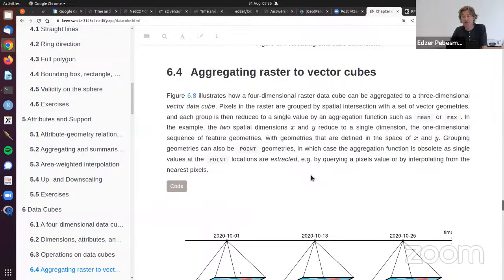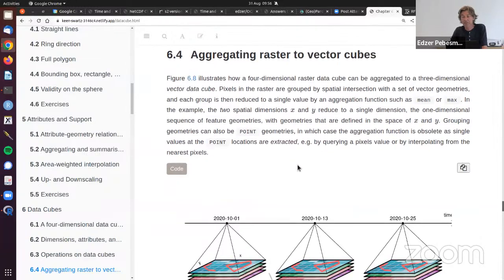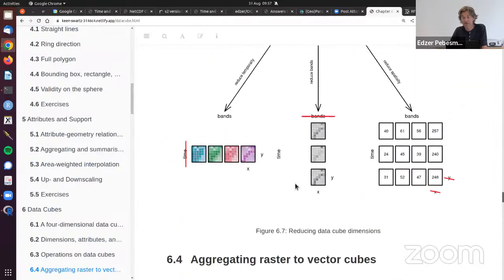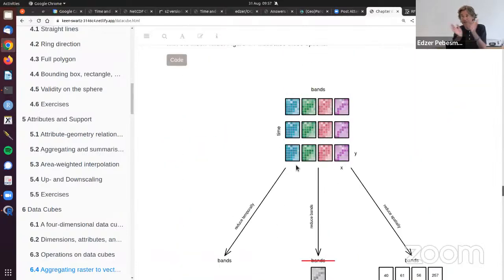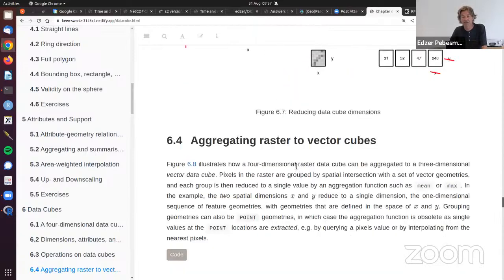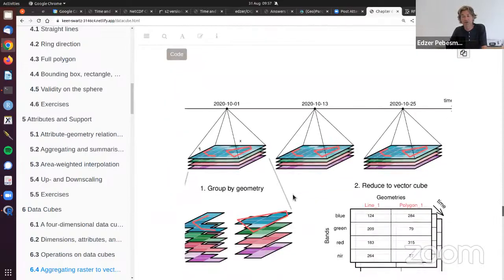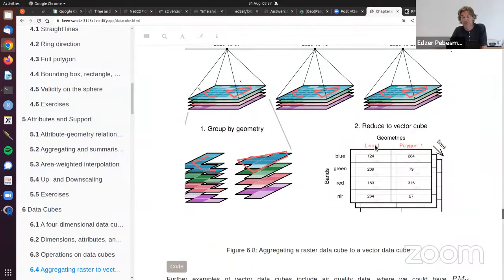Another thing that happens a lot is that we want to aggregate or sample raster data cubes, what I call raster data cubes. So these things where my spatial dimensions are raster dimensions, and sample them or aggregate them to vector data cubes. And here is an example where I have, for instance, a region, and I want to get the minimum of all the pixels in this region, or the minimum of all the pixels touched by this line string here. And for these two geometries, I want to have that full data, in the sense of the band dimension and in the sense of the time dimension. And I end up with what I call a vector data cube.